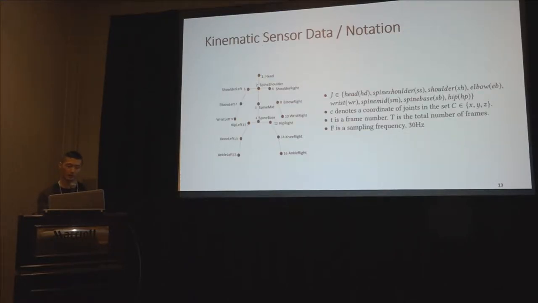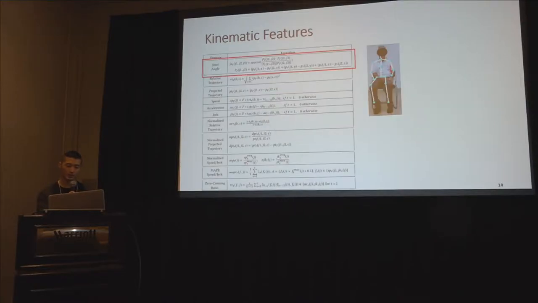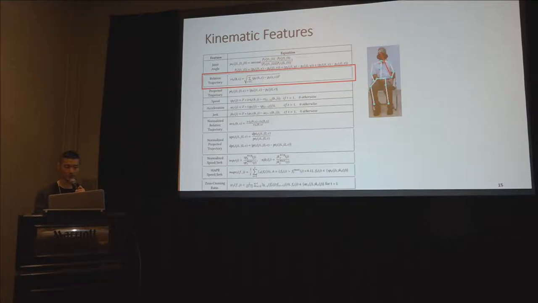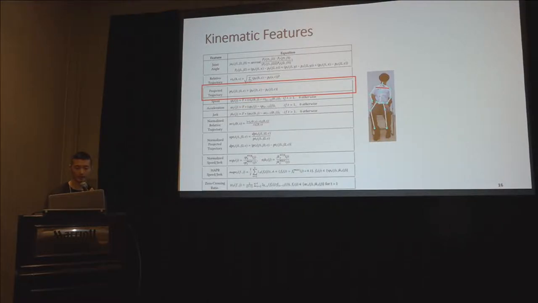So we track 16 joints, and we compute multiple kinematic features. Joint angle indicates the angle between three selected joints, relative trajectory indicates the Euclidean distance, and projected trajectory indicates absolute distance in a particular axis. We also have some speed-related measurements and some normalization to compensate for individual differences.